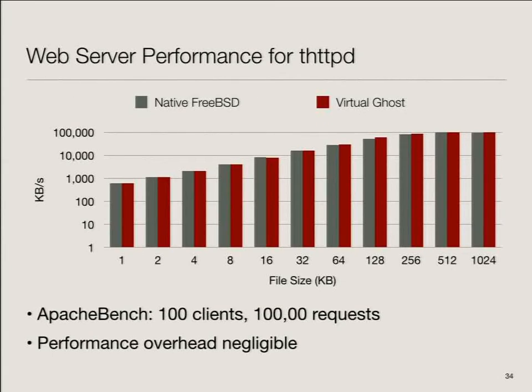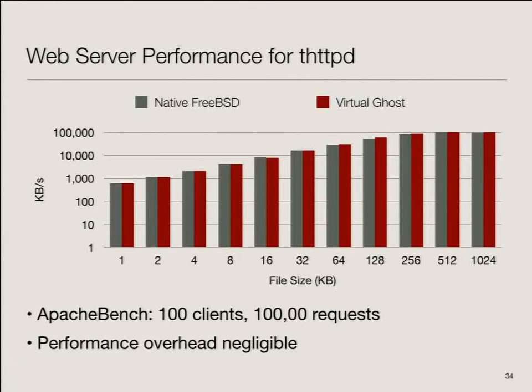All right, now that's micro benchmarks. That's latency of system calls. Most applications do not spend most of their time executing system calls. They spend most of their time doing computation. So we wanted to see what is the effect on performance of actual applications. So what we did is we took two network servers, THTTPD and SSHD, and we ran performance experiments on them. We ran our experiments on an isolated 1 gigabit per second network.